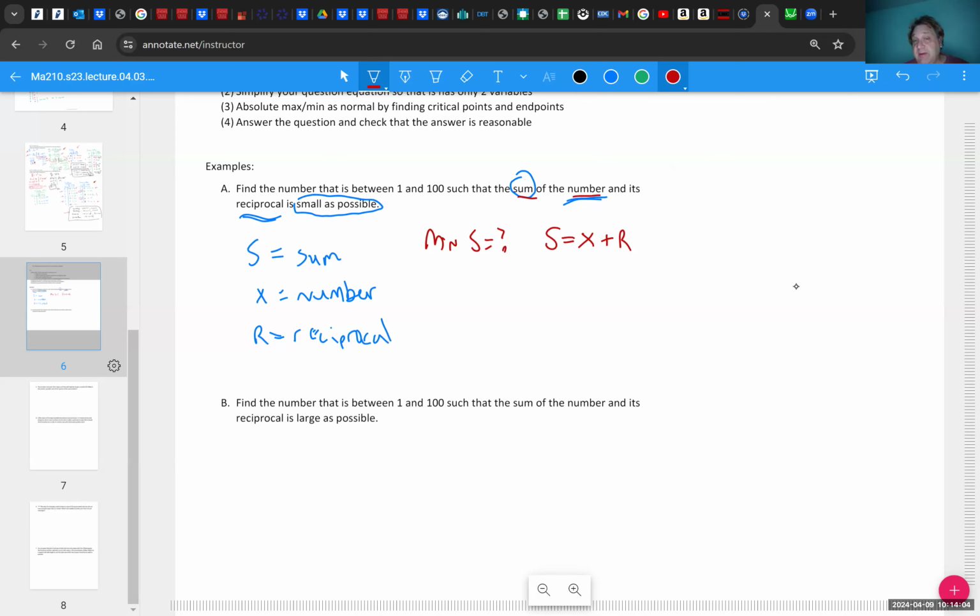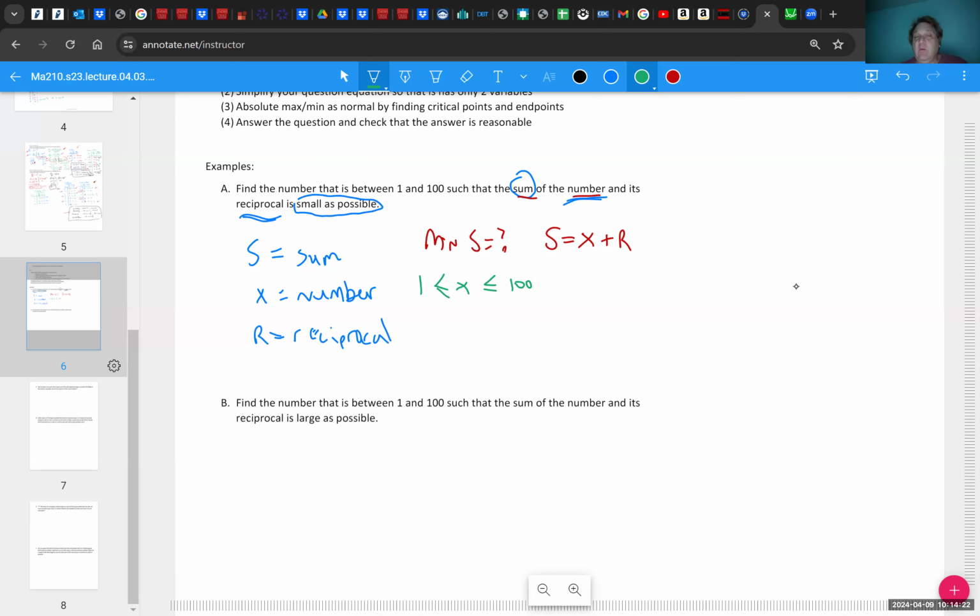Now, there are a couple other things we need, which is that there are some restrictions on the number and on the reciprocal. The number is between 1 and 100. So the number is between 1 and 100. That means X cannot be smaller than 1, nor can it be larger than 100.